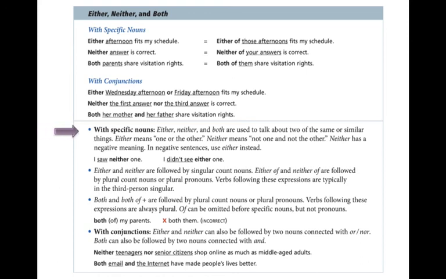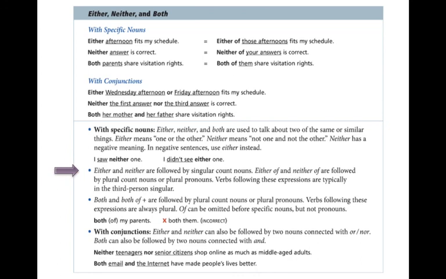With specific nouns, either, neither, and both are used to talk about two of the same or similar things. Either means one or the other. Neither means not one and not the other, and neither has a negative meaning. In negative sentences, use either instead. You can say I saw neither one, or I didn't see either one. These two sentences have the same meaning.